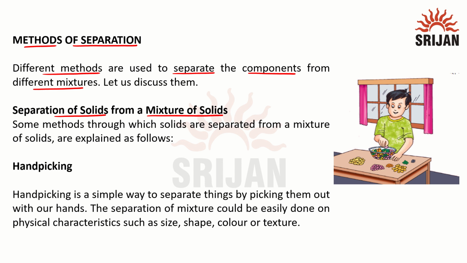First method is hand picking. Hand picking is a very simple way. So if there is a mixture of colored balls or a mixture of colored substances at home, we can separate these things by picking them out with our hands. And the separation of a mixture could be easily done on a physical character basis. That is, we can differentiate them based on size, shape, color, texture, and so on.